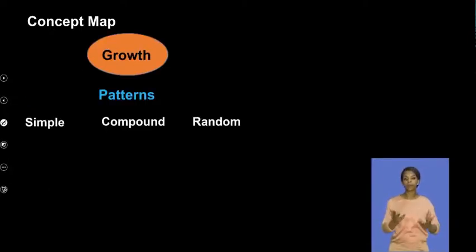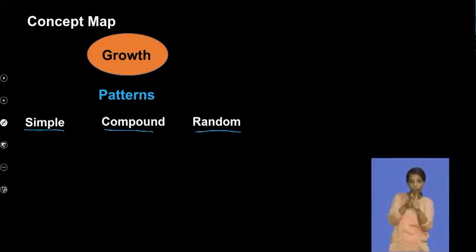Now, under patterns, I have either simple, compound, or random patterns. Our simple pattern would be where there is a constant growth happening as I am moving from one term to the next. A compound pattern would mean it is a constant, but not necessarily that I am adding it. I'm multiplying by the same value going forward. And then there will be a random pattern where it does not follow a specific pattern, but you can see when you're looking at it that there is some form of pattern there.